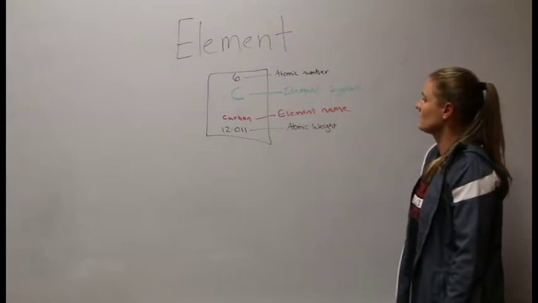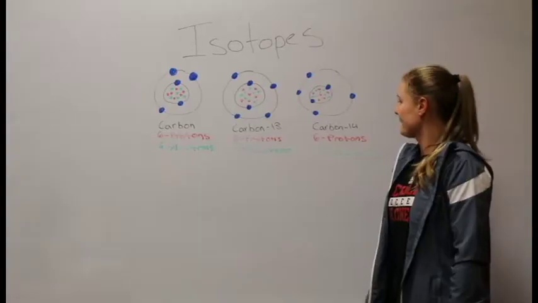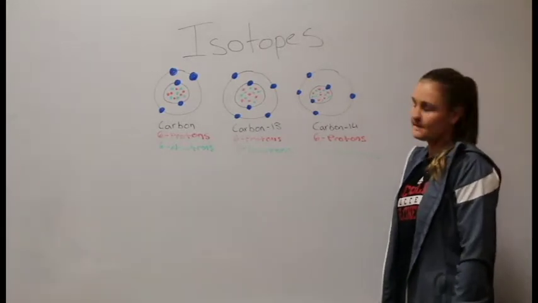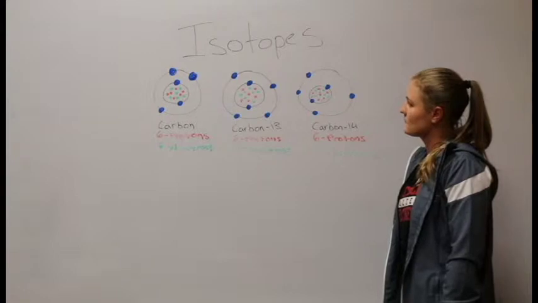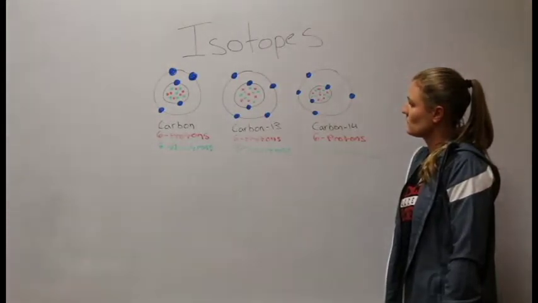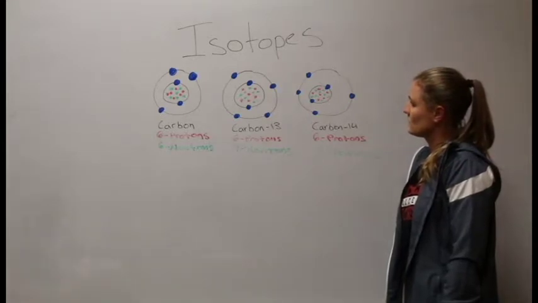More often than not, many elements have different versions of themselves due to the varying number of neutrons. These elements are known as isotopes. Isotopes are different atoms of the same element that have the same number of protons and electrons, but differ in the number of neutrons. Isotopes exhibit essentially identical chemical characteristics, but have different atomic masses.